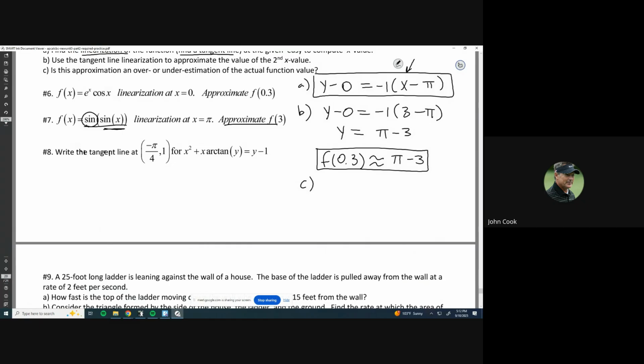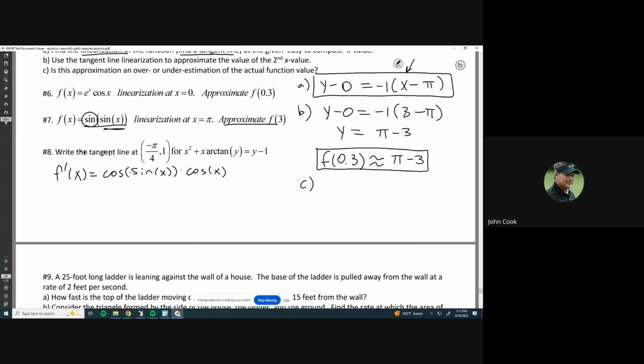All right, part C. Now, again, let's check to see if it's an over approximation or an under approximation. You can do the second derivative test. Let's try it out again. Sorry, I erased the derivatives. Let me just rewrite it one more time. Cosine of x, cosine of sine of x, and then times the cosine of x.